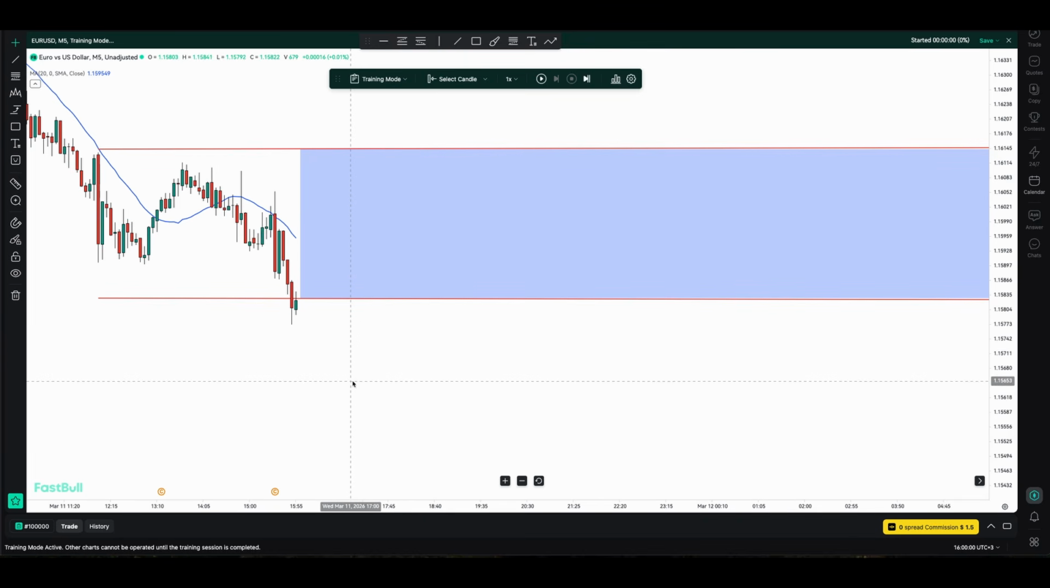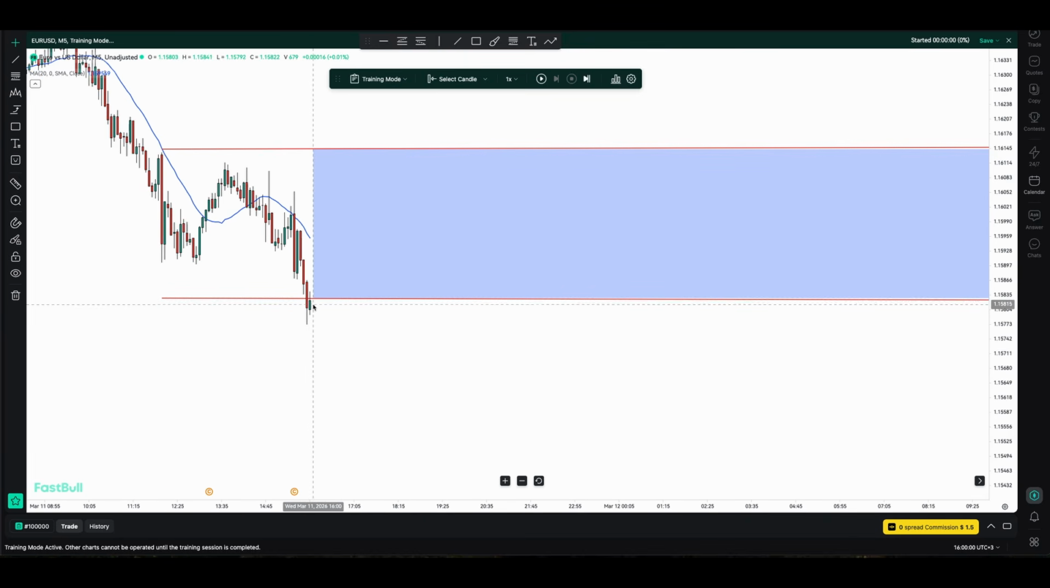And now what we're waiting for is the next candle to start accumulating and then manipulate inside here, and then we'll look for entries in the manipulation, and then we'll look for the distribution for us to enter the trade. So let's play along and see what happens.